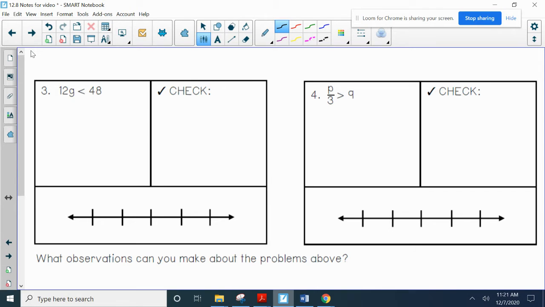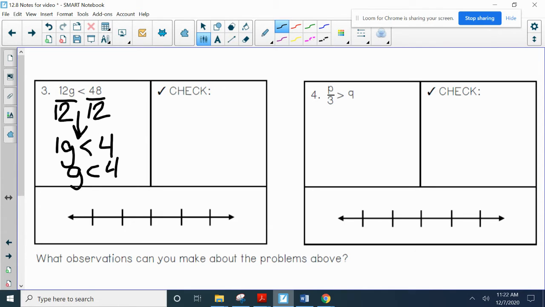All right, so by now I'm assuming you've already paused this, you worked through the solving, the checking, and the graphing, and you're ready to go ahead and check your answers. So we know we have multiplication, and what's our inverse of multiplication? Division. So we're going to go ahead and divide both sides by 12. 12 divided by 12 is 1, so 1g. We're going to bring down our less than sign. 48 divided by 12 is 4. And we can simplify that to g is less than 4. Because we know when there's no number shown, it's assumed that 1.